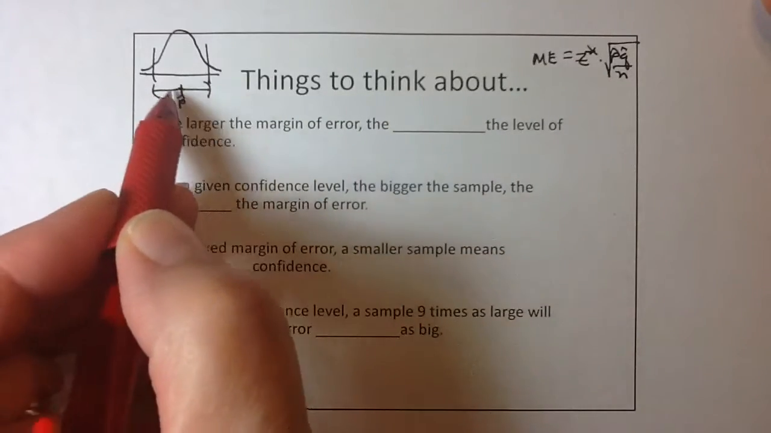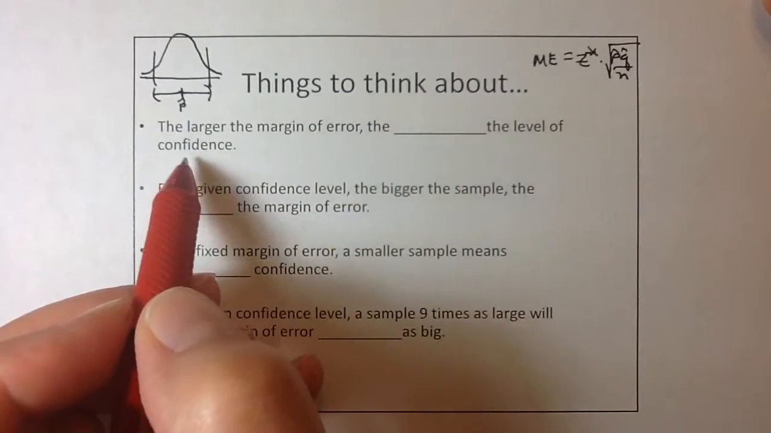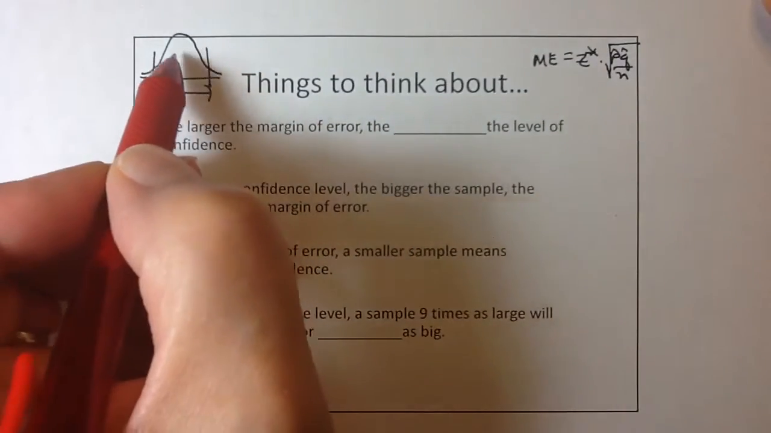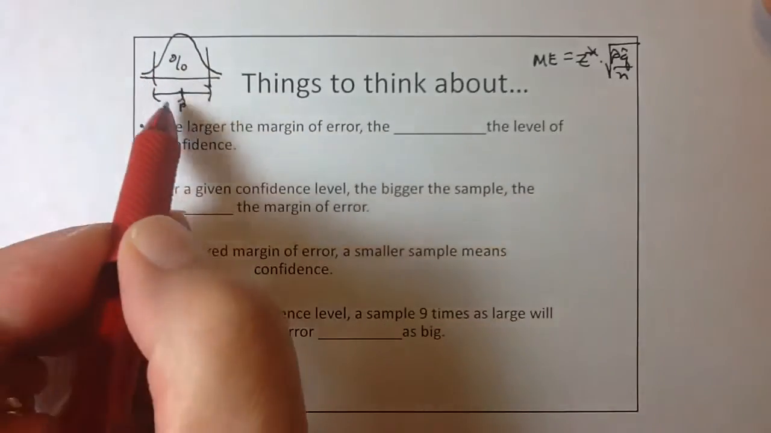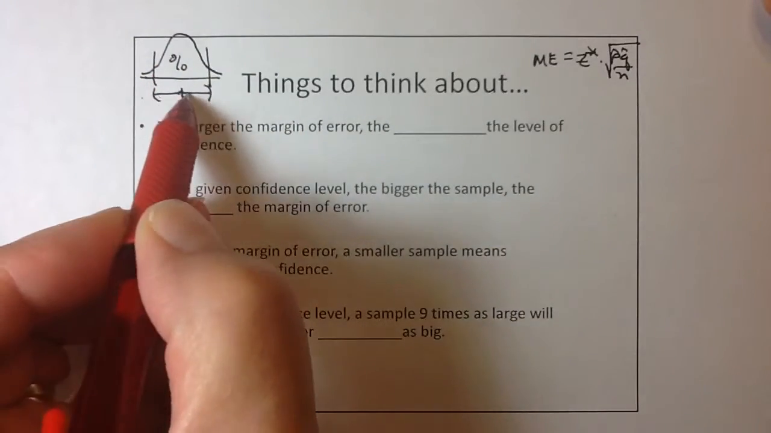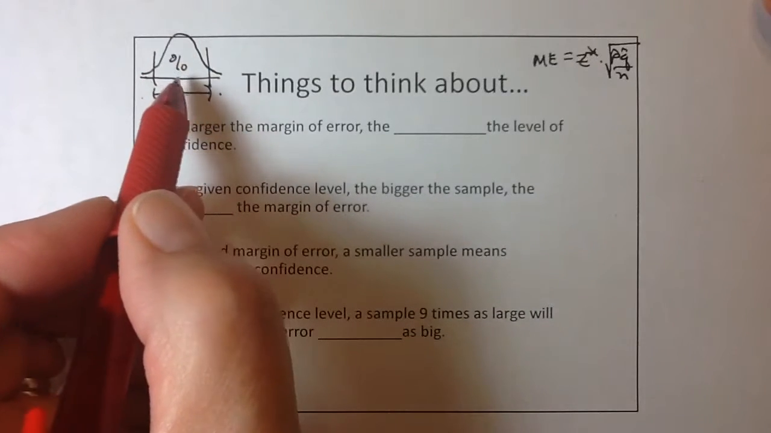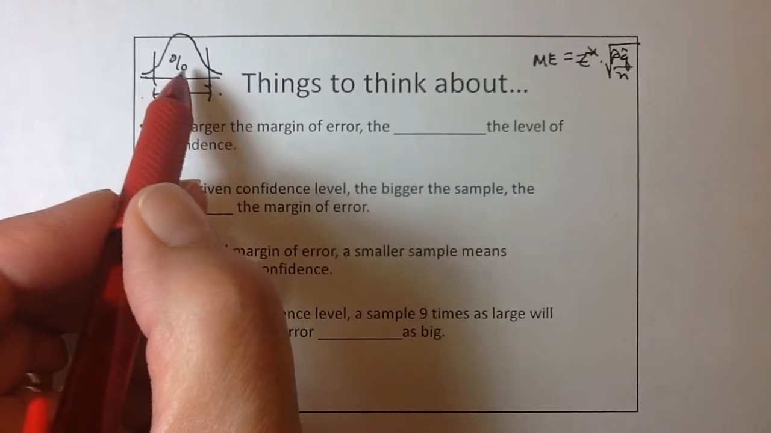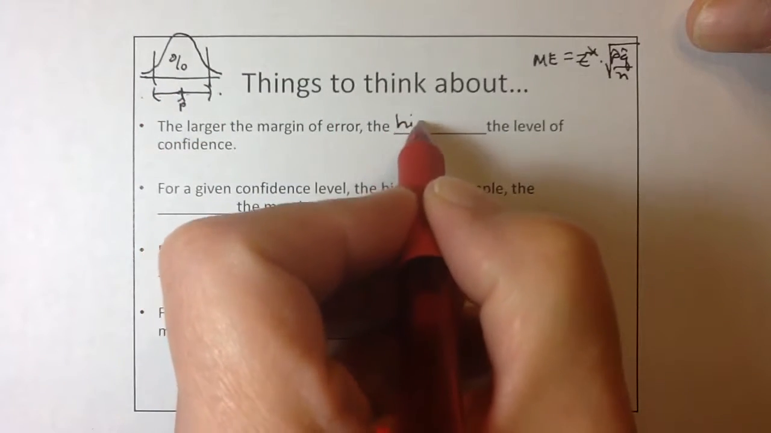this gets right here. So the bigger this gets, the blank the level of confidence. The level of confidence is associated with the percentage of area under the curve. So if the margin spreads out wider, then we're getting a bigger percentage inside. So we have an increased confidence level. That means the higher the level of confidence.